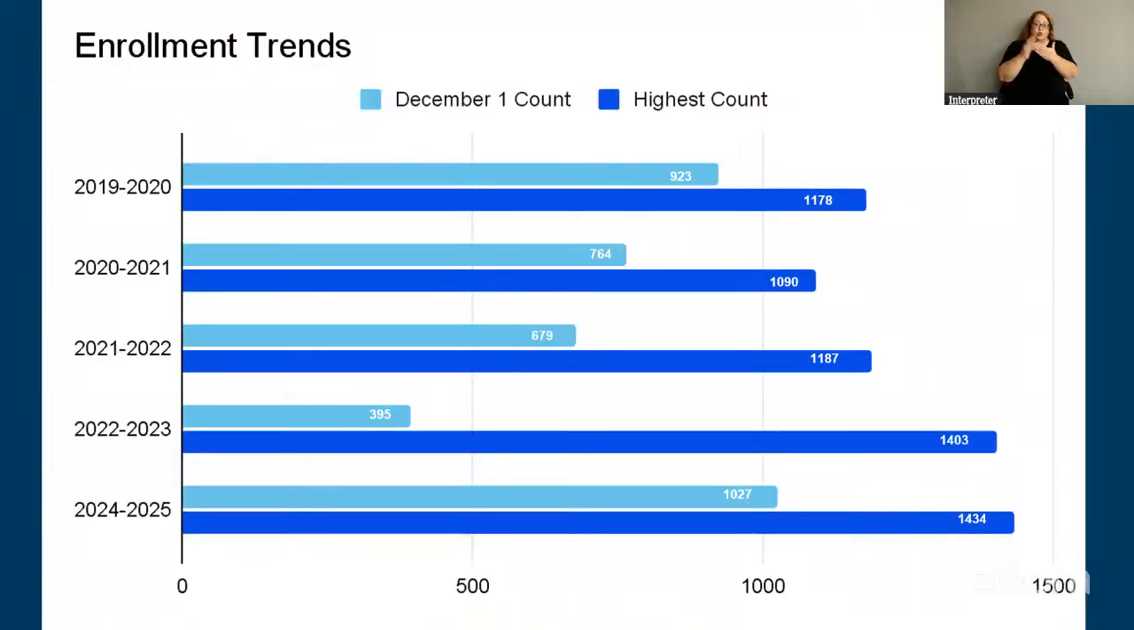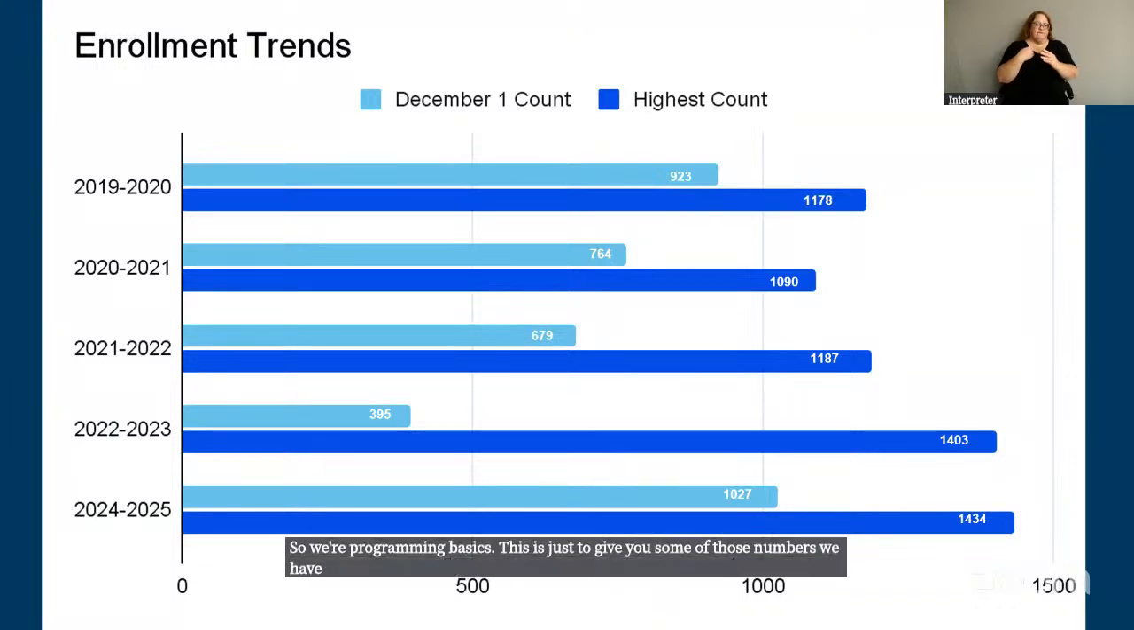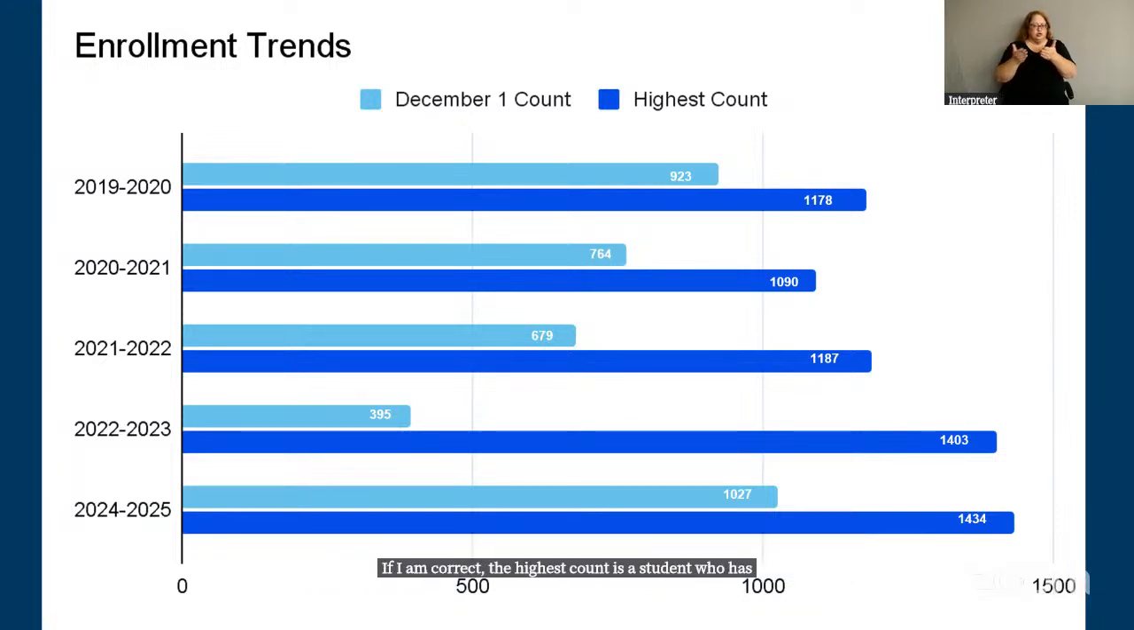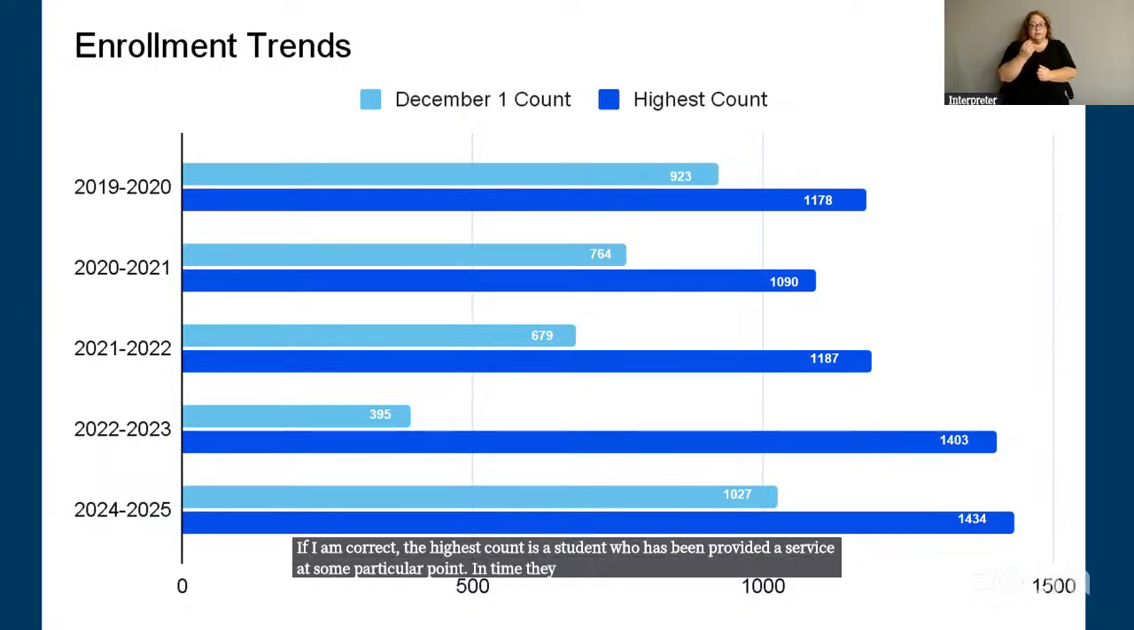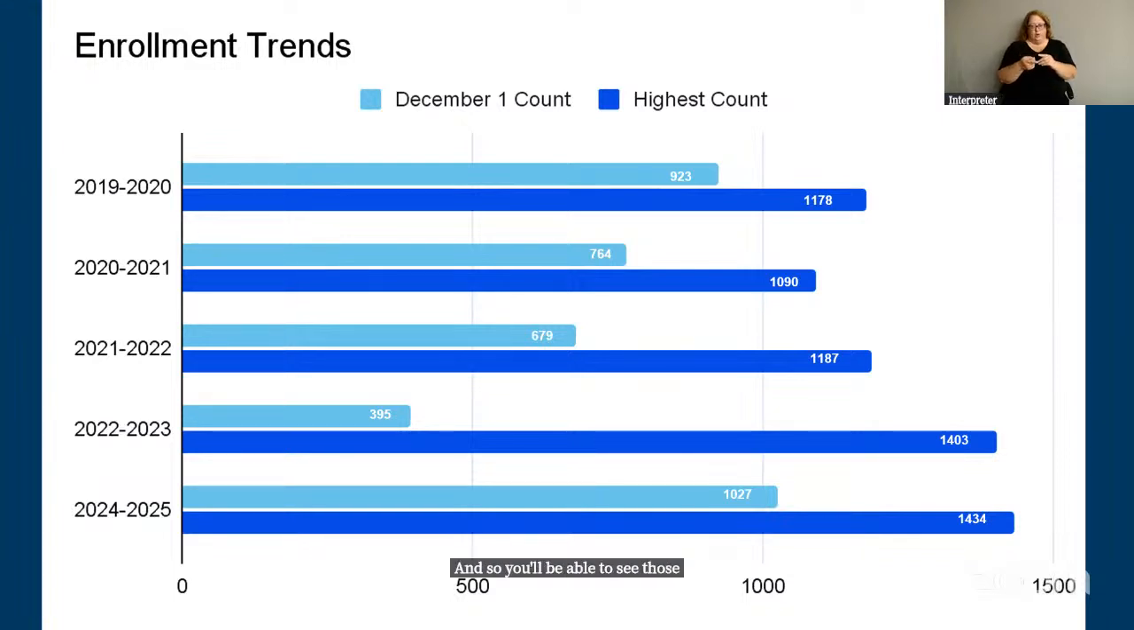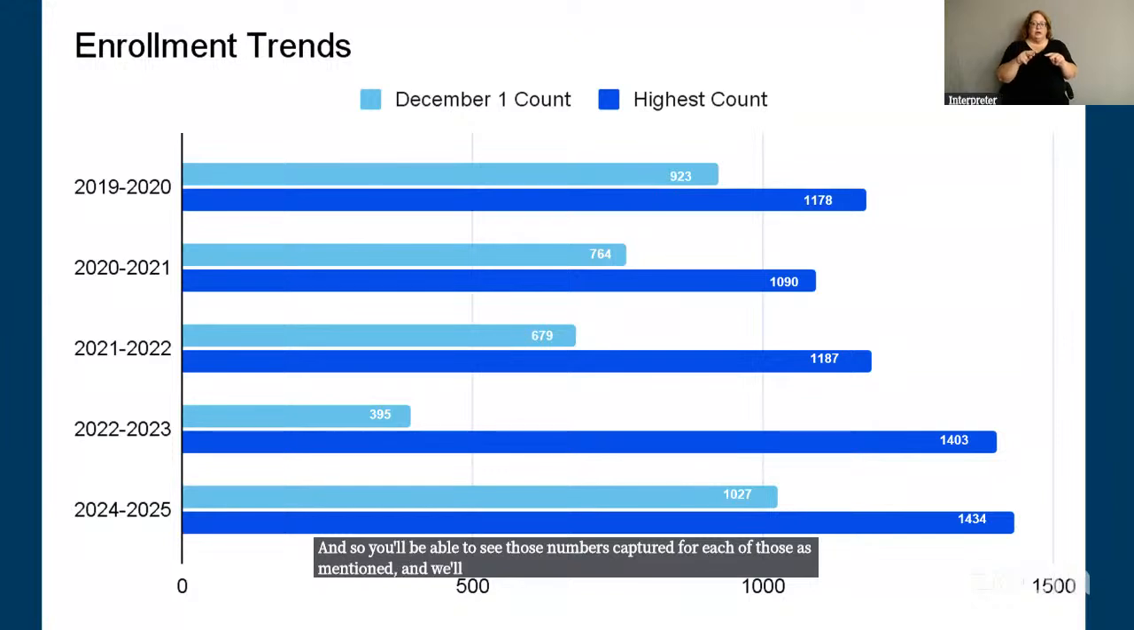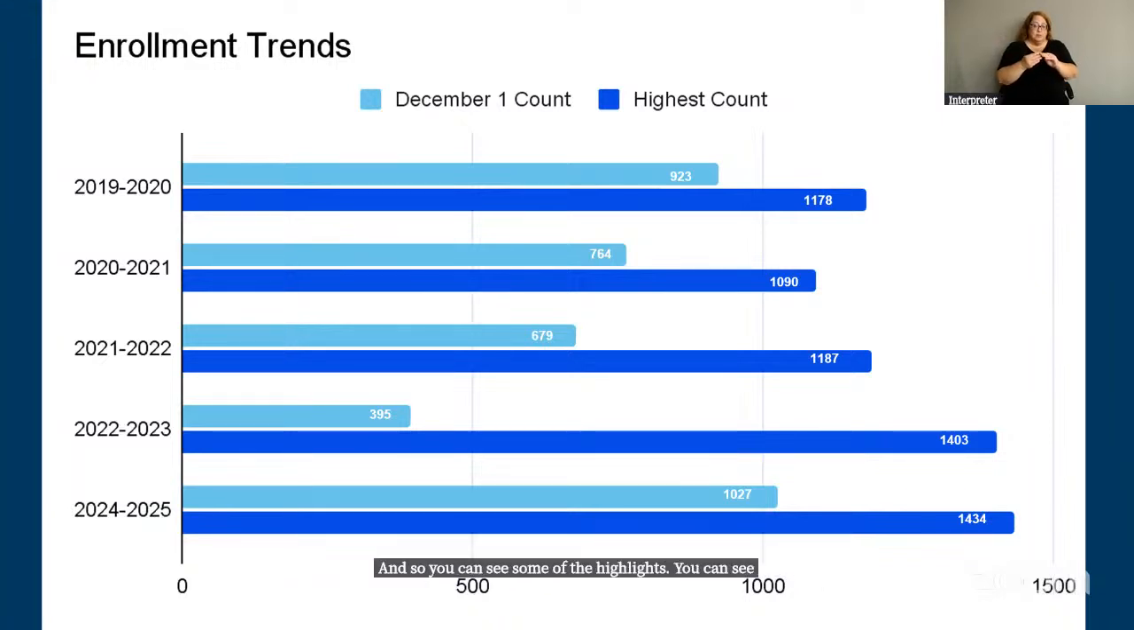With programming basics, this is just to give you some of those numbers. We have both the December 1 count as well as the highest count. If I am correct, the highest count is a student who has been provided a service at some particular point in time. They may be with us or they may have transitioned out of our service delivery areas. You'll be able to see those numbers captured for each, and we looked at those trends from 19-20 all the way to current 24-25. You can see the increase in the number of students we are providing services to after COVID, and how those numbers have continued to increase drastically from 22-23 to 24-25 when you look at the December 1 count.